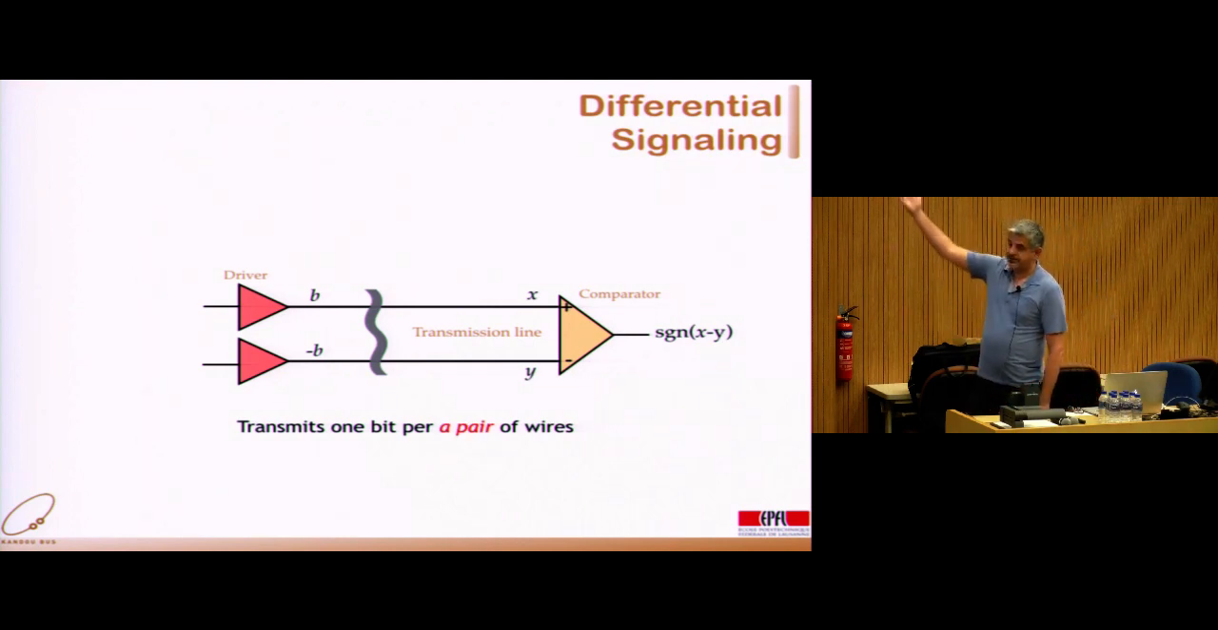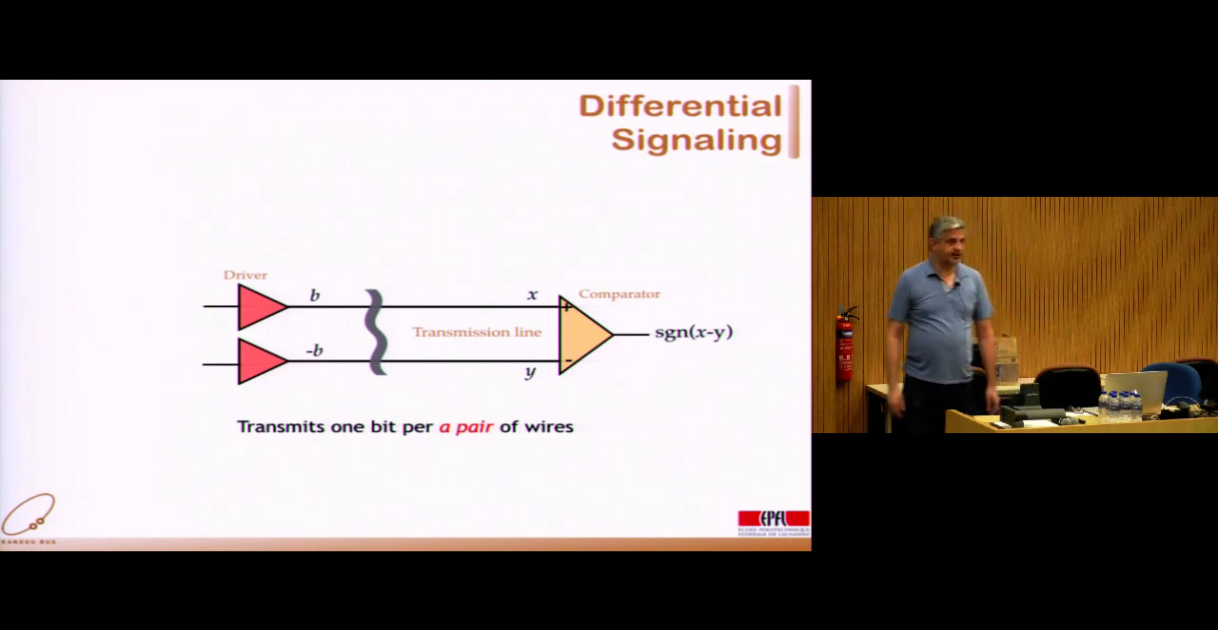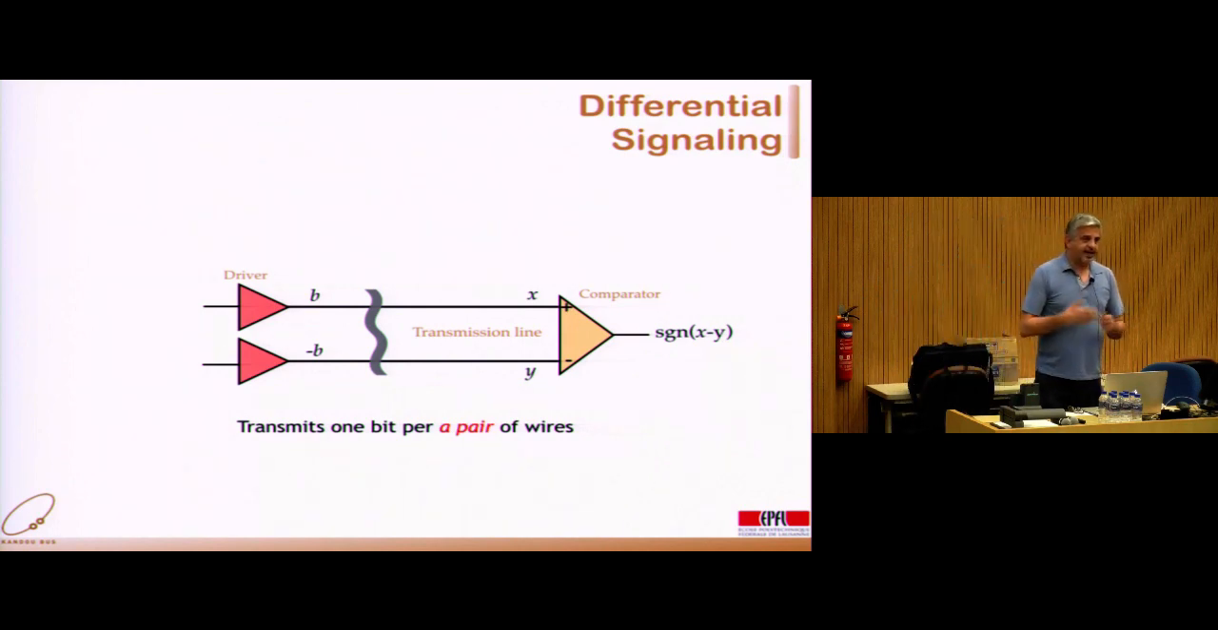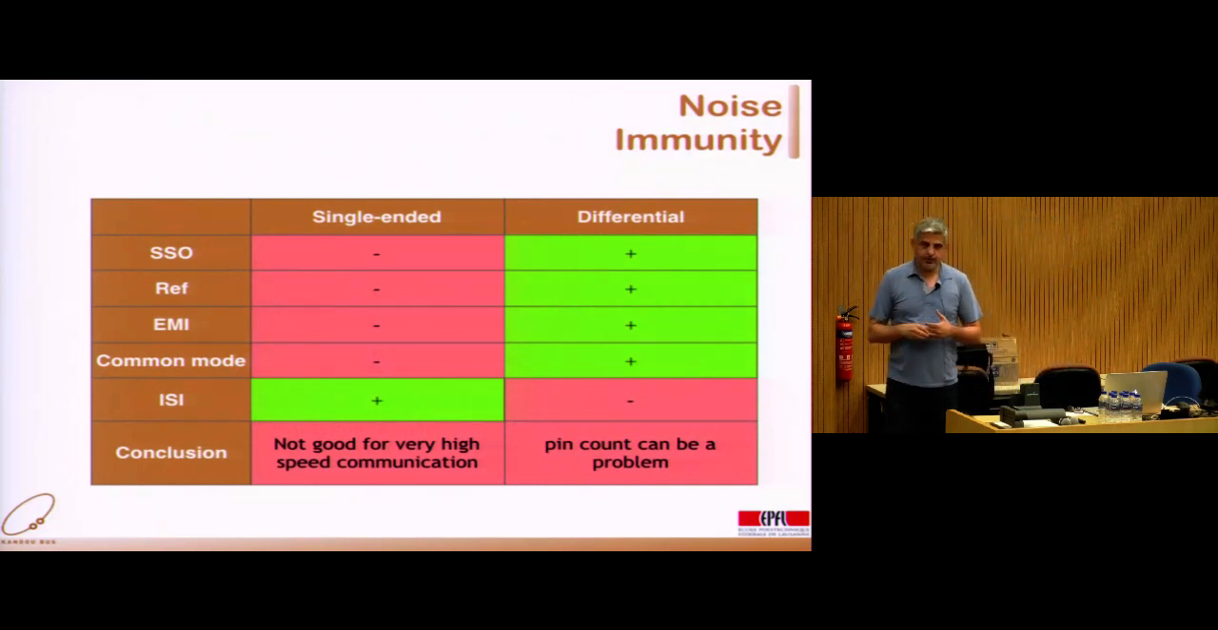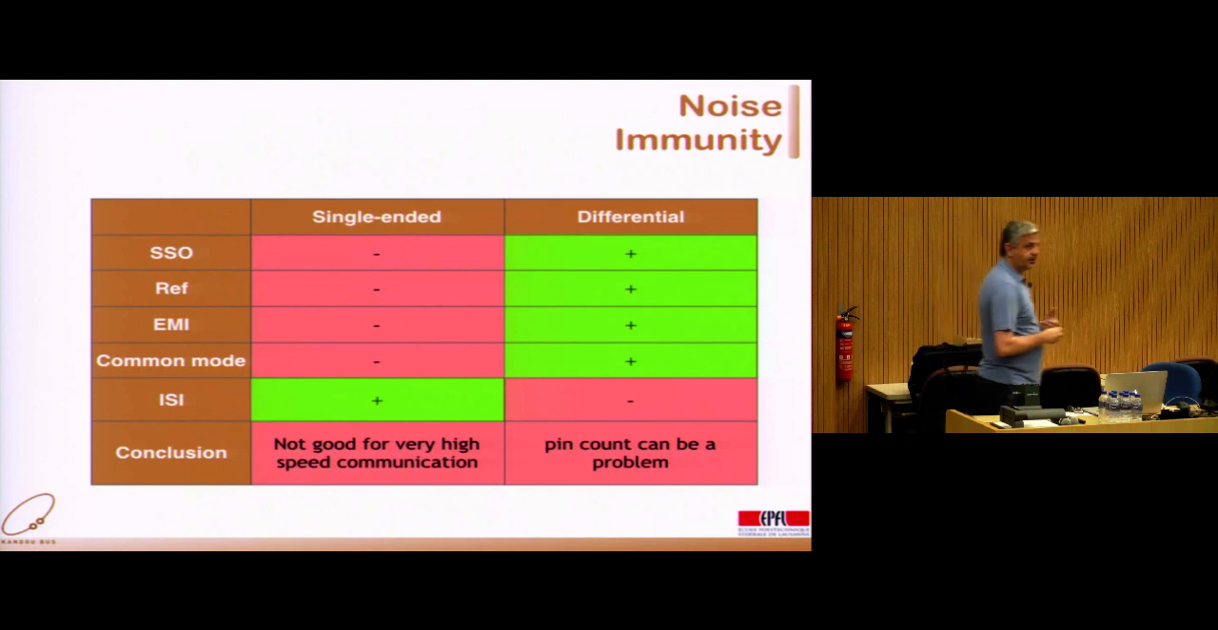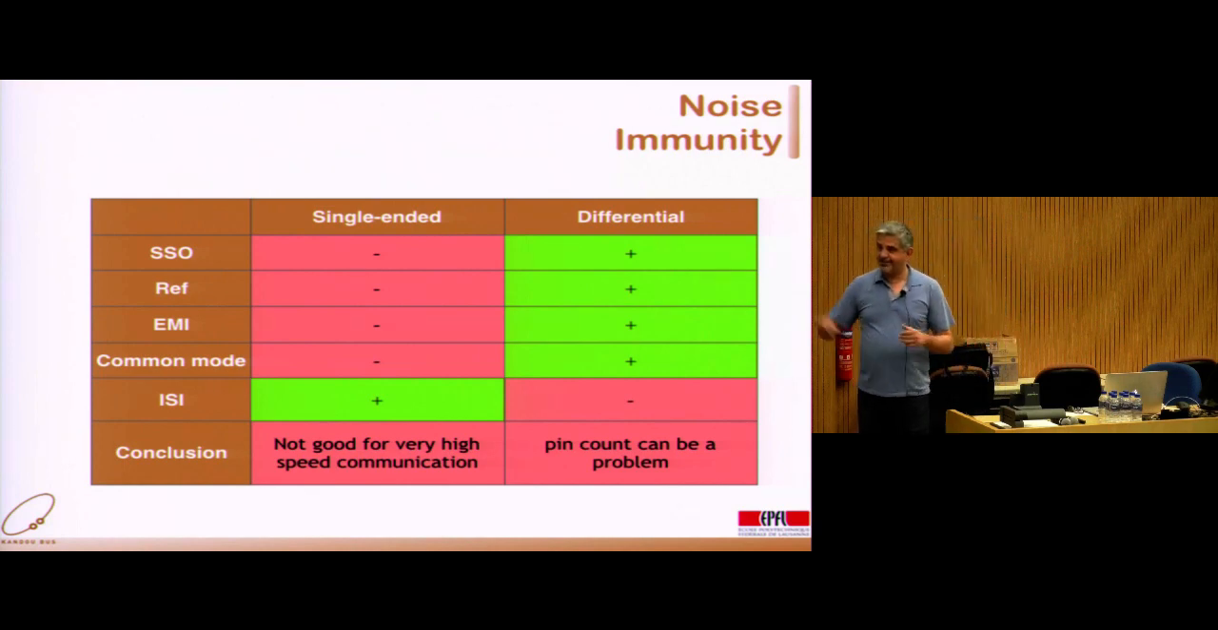What happened here is that you don't have a reference anymore. That's pretty cool. It just completely disappeared. So there is no reference noise. It also has very good advantages in terms of electromagnetic interference and a bunch of other things. So it's pretty good in terms of the other noise types. But in terms of intersymbol interference, it's perhaps not as good as single-ended signaling. I realize I didn't tell you what intersymbol interference is, but bear with me. Remember that until I actually tell you what it is.